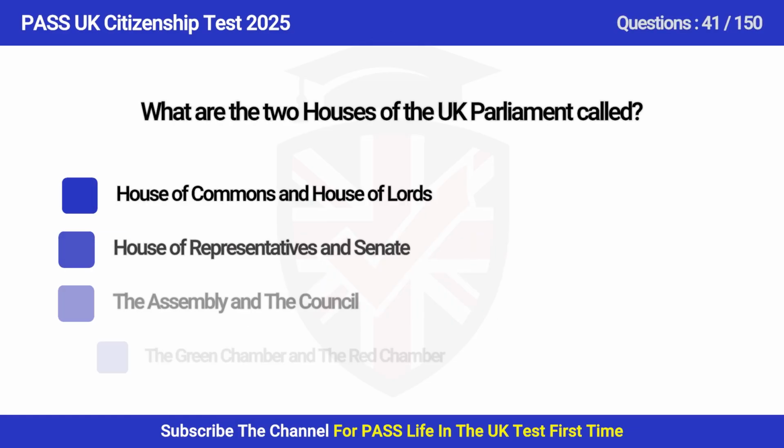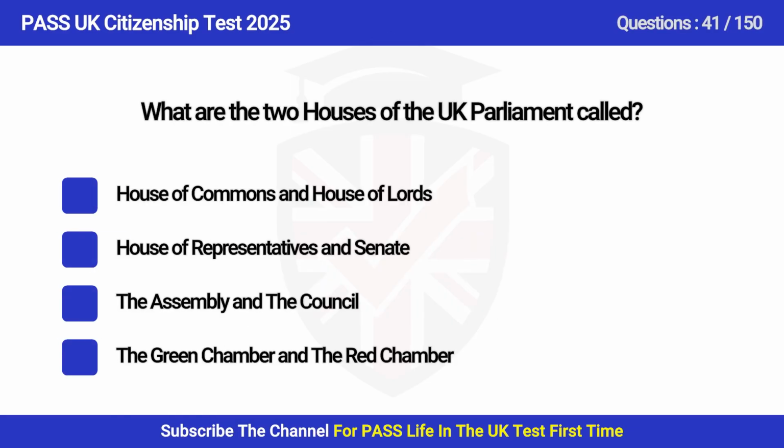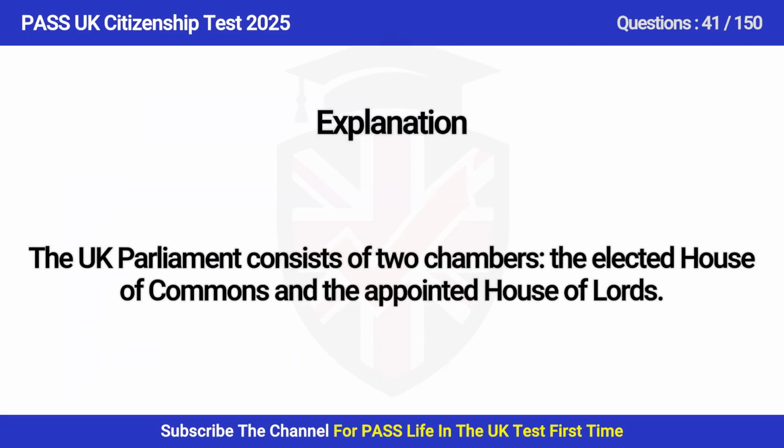Question 41. What are the two houses of the UK Parliament called? A. House of Commons and House of Lords, B. House of Representatives and Senate, C. The Assembly and the Council, D. The Green Chamber and the Red Chamber? Answer is A. House of Commons and House of Lords. The UK Parliament consists of two chambers, the elected House of Commons and the appointed House of Lords.